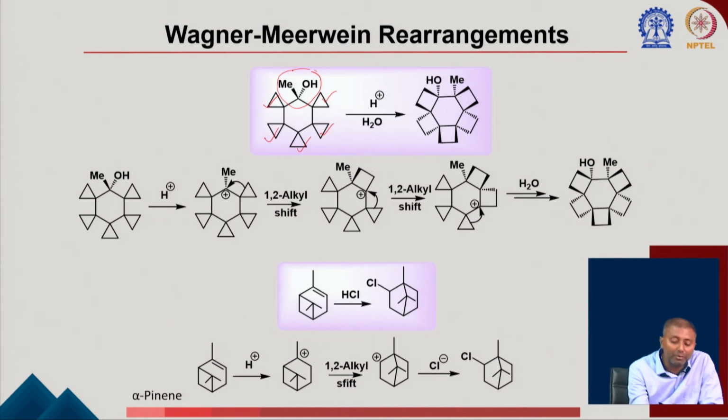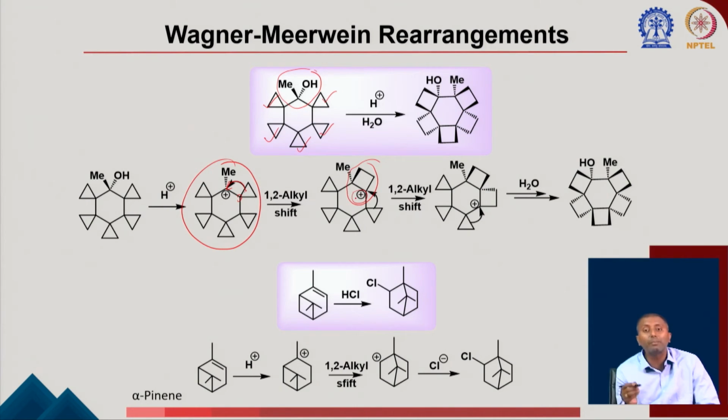So what is happening? First step is formation of this carbocation after water elimination. Once this carbocation is formed, the cyclopropyl group is going to migrate to release the strain, forming cyclobutane. And after this migration, you can clearly see a positive charge is going to form here on this carbon.